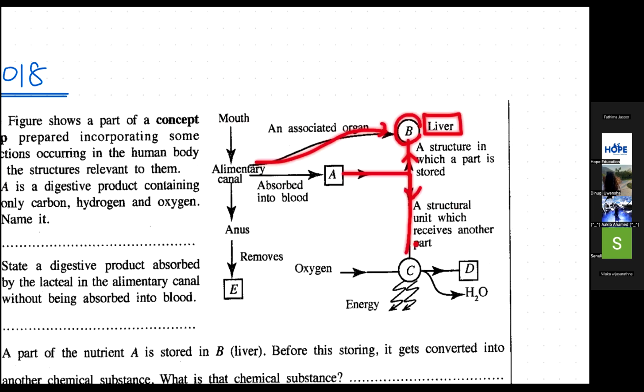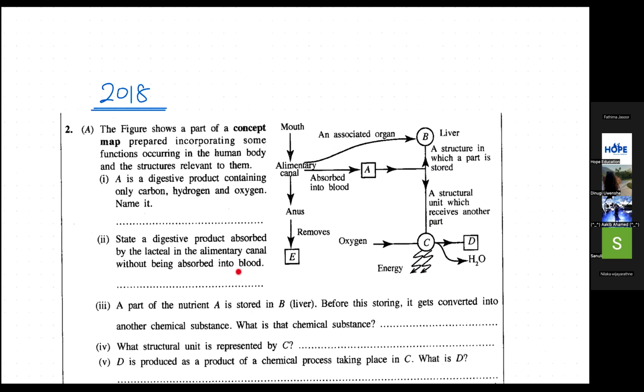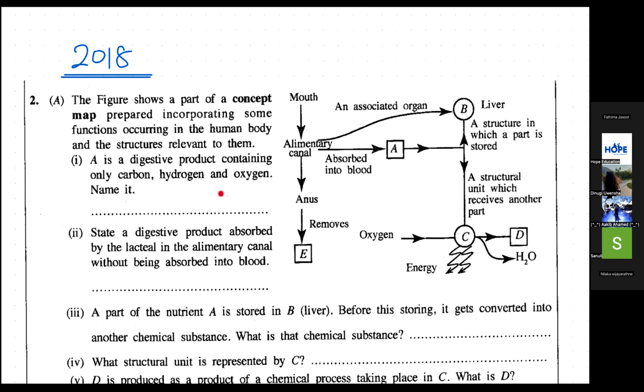C වලදී ඔක්සිජන් අරගෙන මේ A කියන එක හදනවා D එකයි water එකයි energy. Okay. And then alimentary canal එකෙන් අනිත් පැත්තට branch එකක් තියෙනවා anus එකට. anus එකෙන් E කියන එක remove කරනවා. Okay. So if A is a digestive product containing only carbon, hydrogen and oxygen, what is A? What is A? What did you write for A?